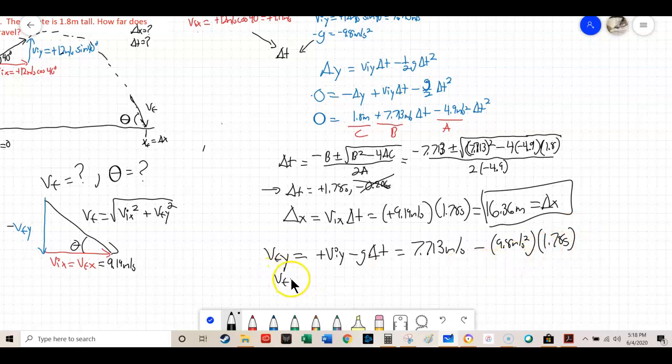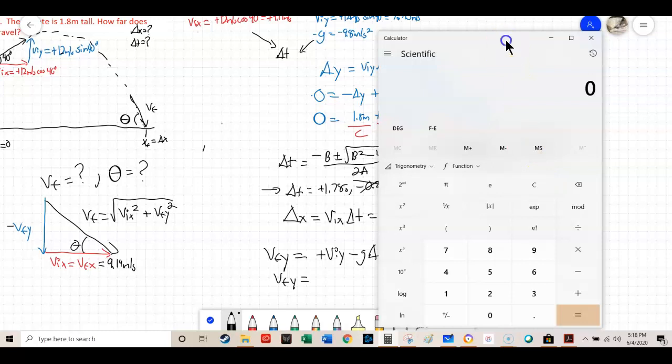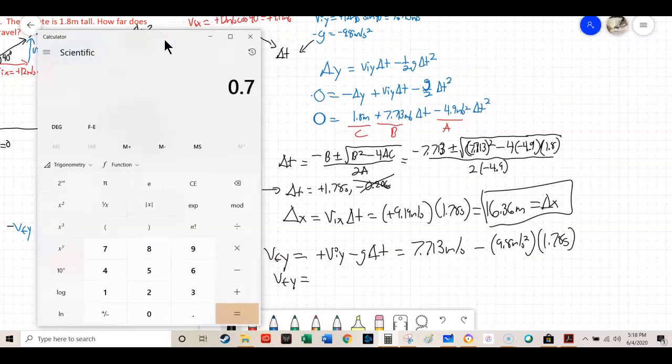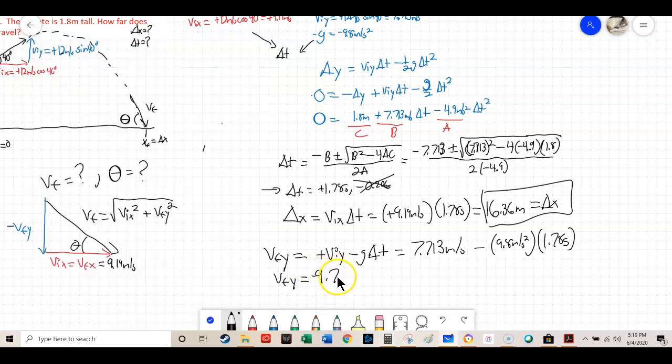Okay, so v final y is going to be equal to, let's do a little bit of math here. This will be 7.713 minus 9.8 times 1.78 in parentheses and enter. So that velocity is negative 9.731. Negative 9.73 meters per second downwards. So it worked itself out. There we go.